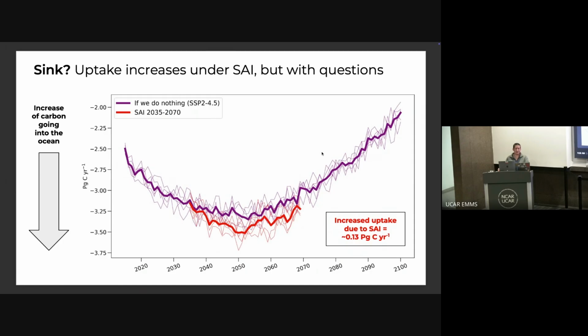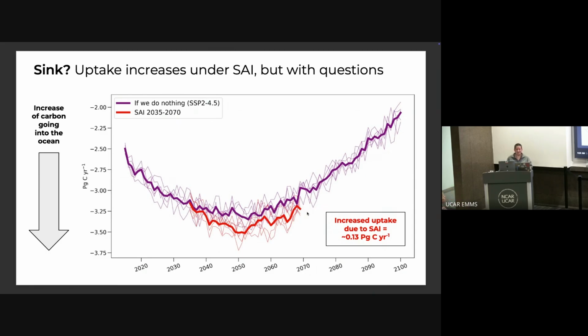But to me, it appears that if the SAI simulations were run longer in the model, SAI might only temporarily increase the amount of carbon absorbed by the ocean before it trends back to the "if we do nothing" curve after the year 2070. So here, the start of the simulation and the end of the simulation aren't too far off from the "if we do nothing" curve.